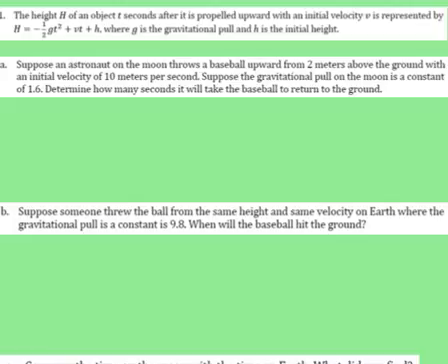Suppose an astronaut on the moon throws a baseball upwards from 2 meters above the ground with an initial velocity of 10 meters per second. Suppose the gravitational pull on the moon is a constant of 1.6. Determine how many seconds it will take the baseball to return to the ground. So what this wants, return to the ground, means we want the height of the object to be 0.